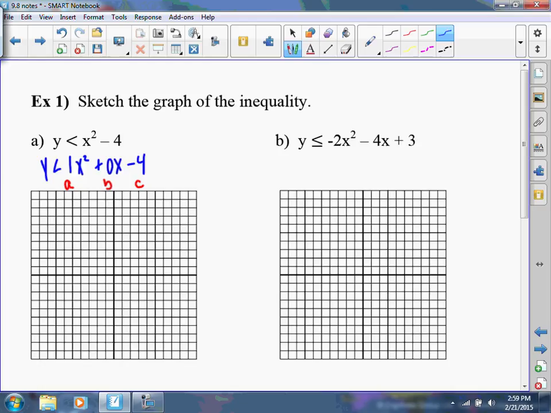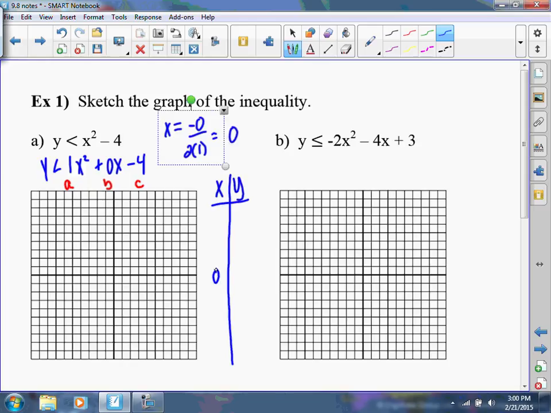Now we need that so we can do our negative b over 2a. So that would be negative 0 over 2 times 1. Doesn't matter what's in the denominator there because our answer is just going to be 0. So that's our axis of symmetry. That's the middle of our parabola. So we're going to put that value in the middle of our table and then pick 2 values above it and 2 values below it.